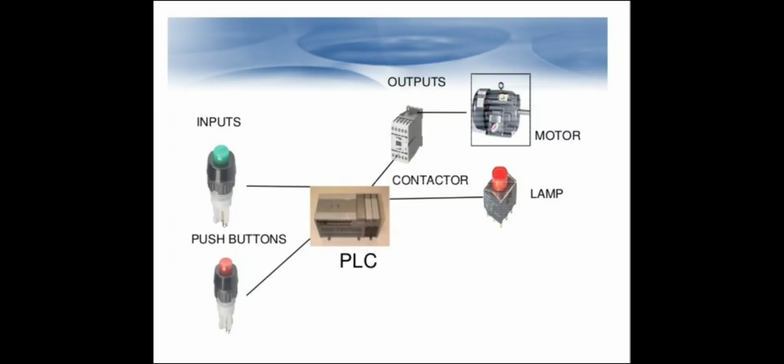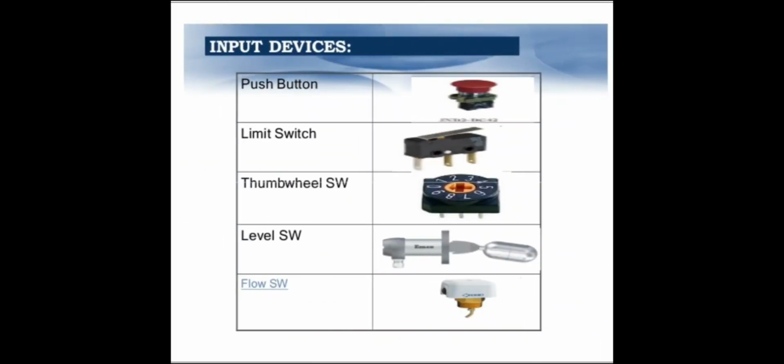Namaskar. In the last video, we discussed what a PLC is, the definition of PLC, and some major components of PLCs. All of you know the inputs are there, outputs are there, and the processing is done by PLCs. Push buttons are examples of input, while motors, lamps and several actuators are examples of output. In PLCs, these are some input devices: push button, limit switch, thumb wheel, lever, flow.